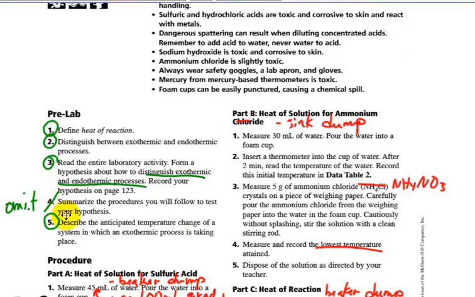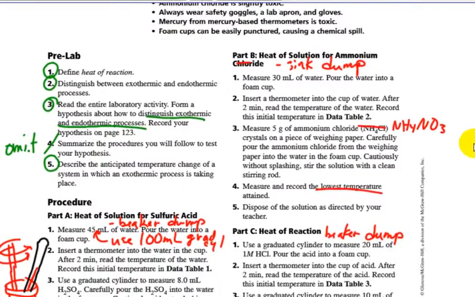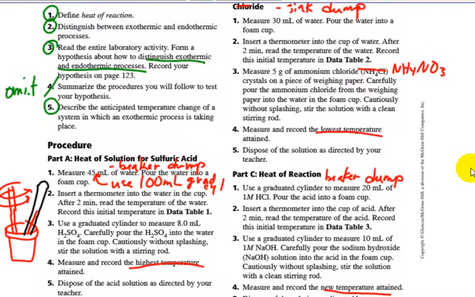Omit number 4 and number 5, describe the anticipated temperature change of a system in which an exothermic process is taking place. So again, if you look at those pictures on the bottom of the previous page, you should be able to get that. So procedure, the first one, sulfuric acid.